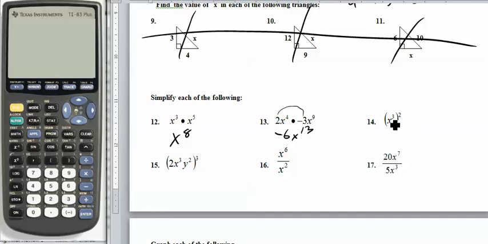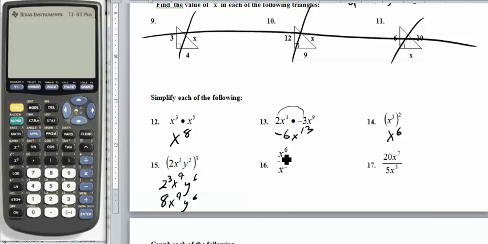This is the power of a power, so we multiply. So it's x to the 3 times 2 is 6. All right, so this, we have to cube everything in here. So this is 2 cubed, and we multiply these exponents. 3 times 3 is 9. We multiply these. We know what 2 cubed is. It's 2 times 2 is 4 times 2 is 8. So it's 8, x to the 9, y to the 6.